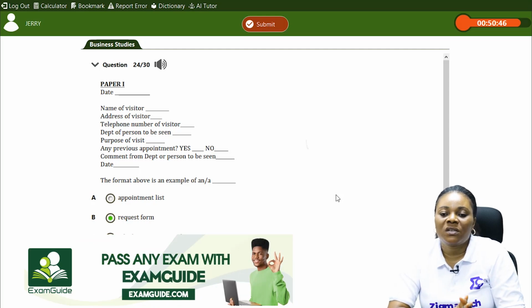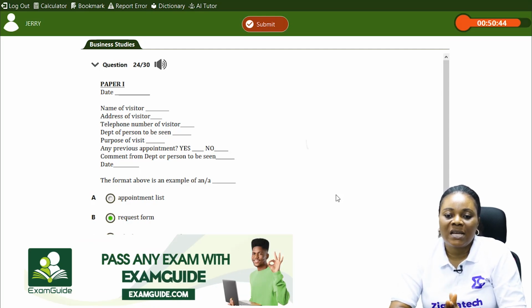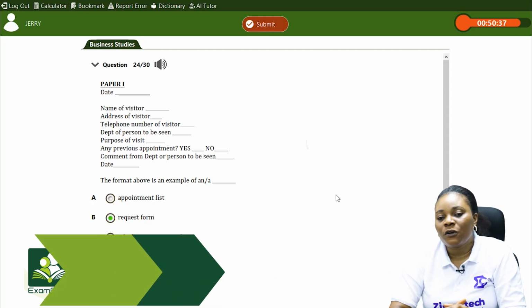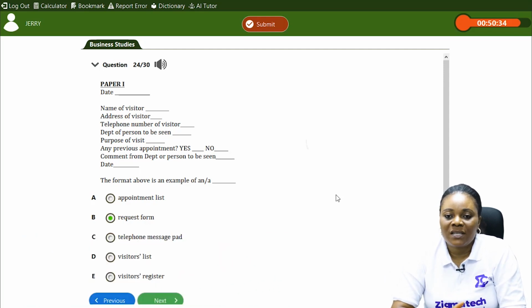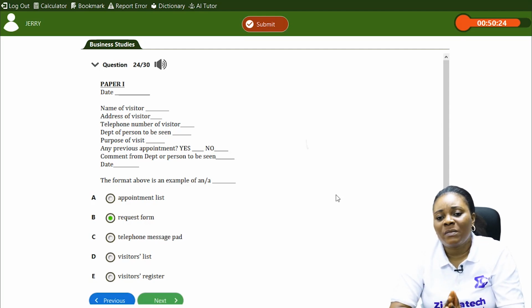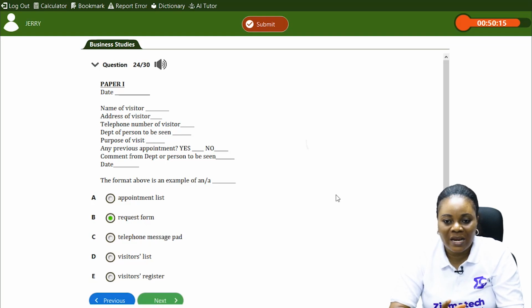So these are the questions we are going to take from today's class, and I believe any question concerning this topic should be easy for you to answer based on how we have been able to explain what each document handled by a receptionist is. Whatever document we have explained today, you should be able to answer any question relating to it for any exam. So with this, we come to the end of today's teaching, and I believe you have learned a lot.